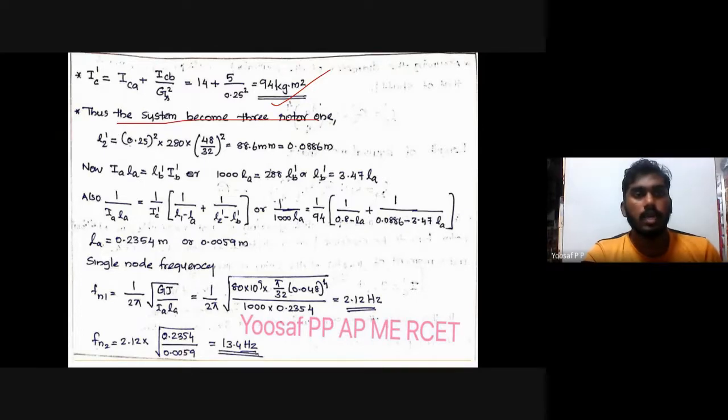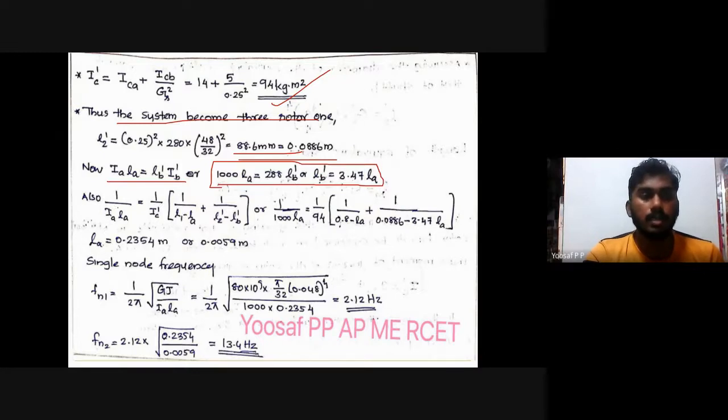The system becomes a 3 rotor system. L2 dash is equal to 0.25 square into 280 into 48 by 32 square, that is 88.6 mm or 0.0886 meter. Now IA LA is equal to IB dash LB dash, or 1000 LA is equal to 288 LB dash, or LB dash is equal to 3.47 LA. Also 1 by LA is equal to 1 by L1 minus LA plus 1 by L2 dash minus LB. From this equation you can find LA equal to 0.2354 meter or 0.0059 meter.